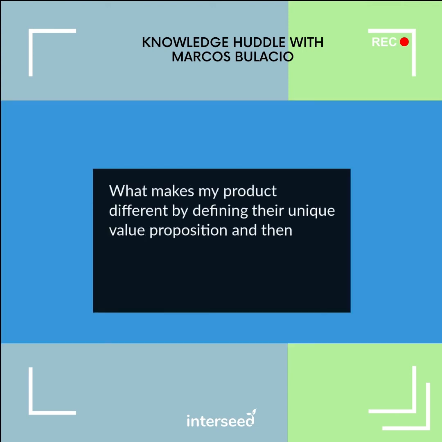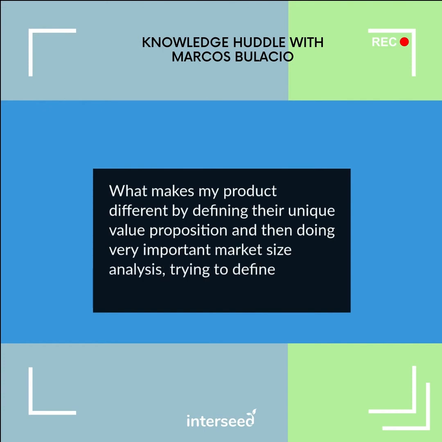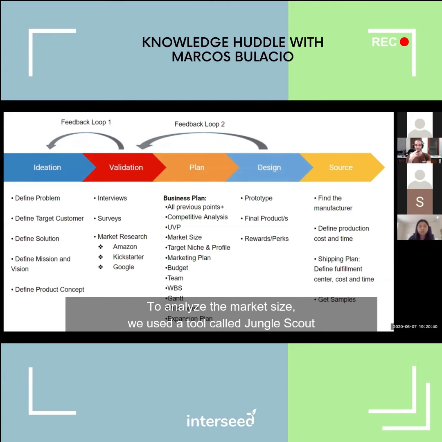Then doing very important market size analysis, trying to define the TAM, the total addressable market. To analyze the market size I use a tool called Jungle Scout, and another one called Amazon Scout. These are softwares that you add to Google Chrome, and they allow you to analyze the sales volume of products on Amazon. Then finding the budget, then define the team.